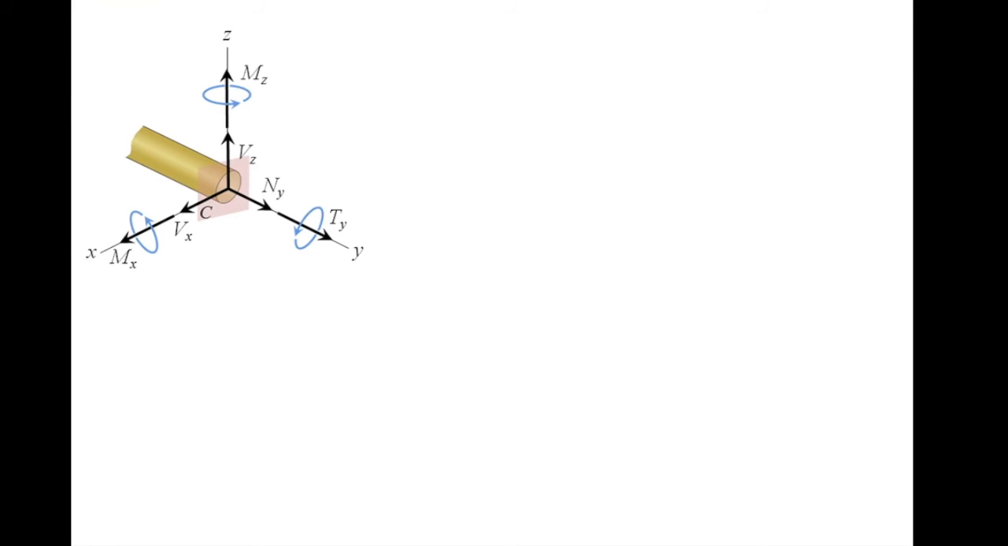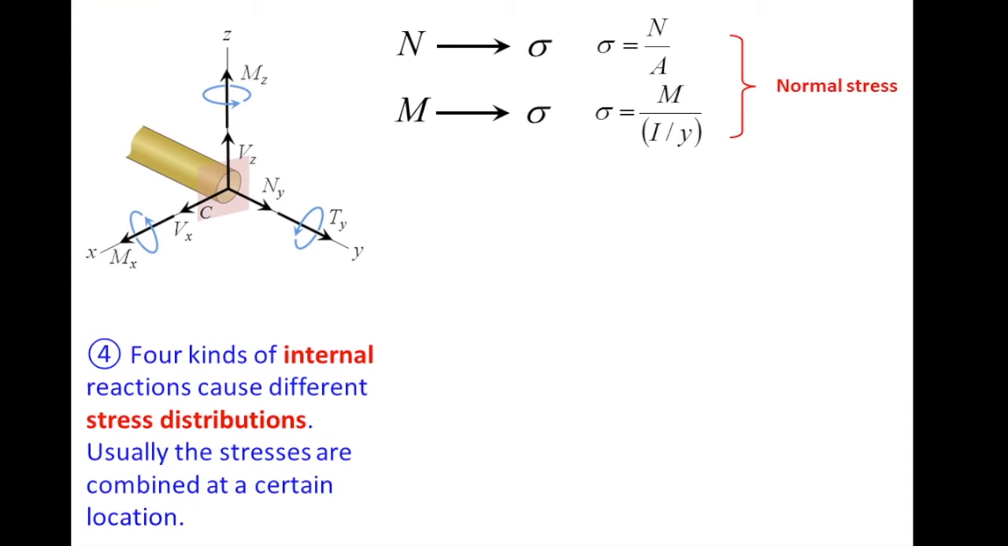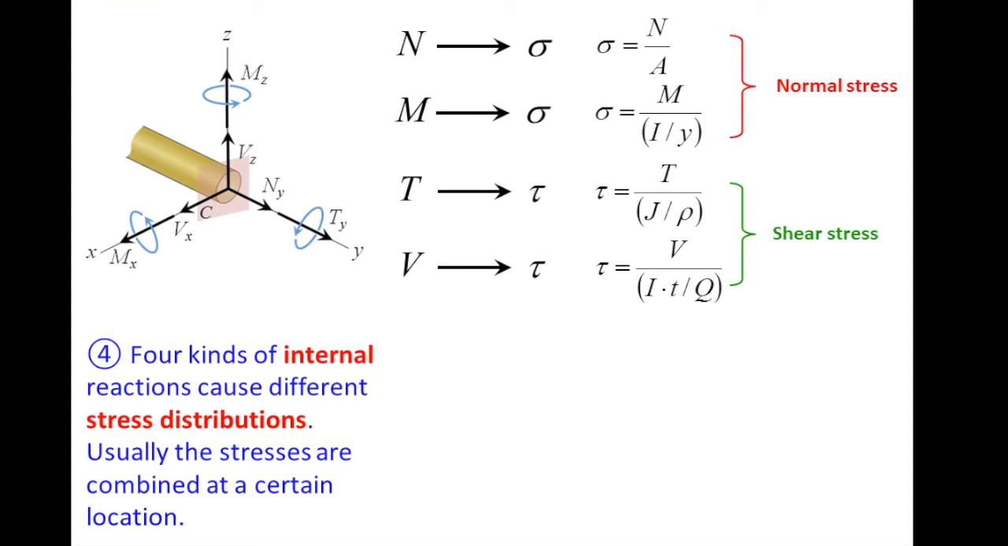As you will learn in this course, these different internal reactions cause different stress distributions in the member, and usually the stresses are combined. In the simplified analysis that we will learn in this course, normal force and bending moment both cause normal stress sigma, and torsional moment and shear force both cause shear stress tau. These equations constitute the heart of this course.